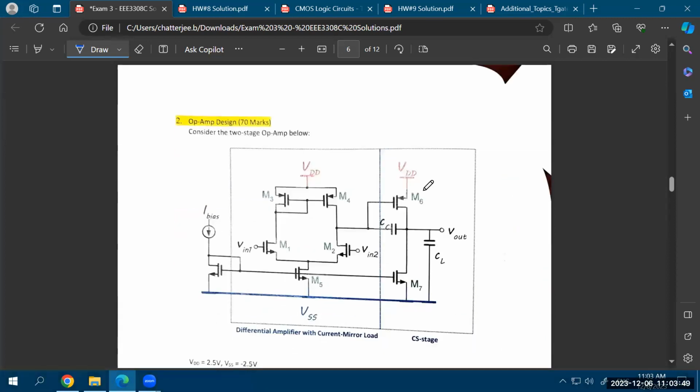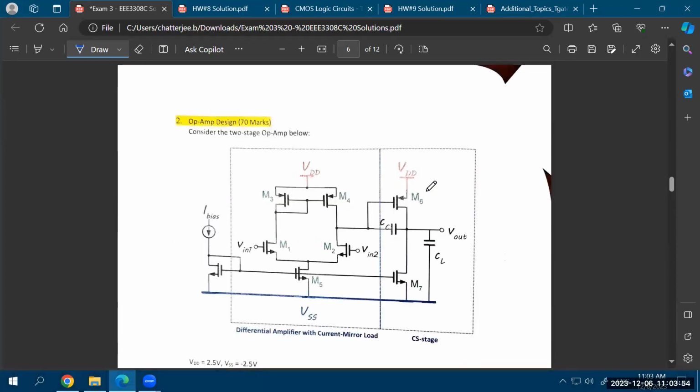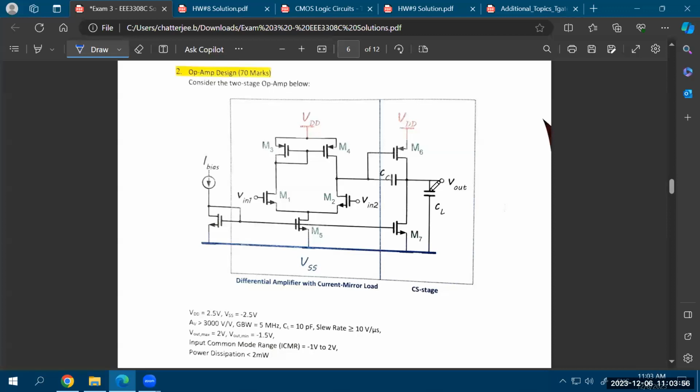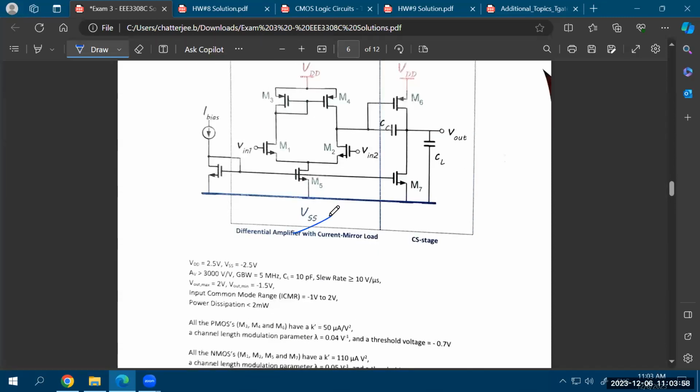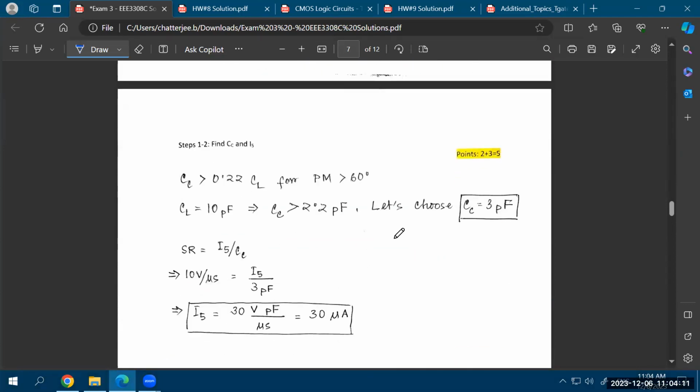The second problem was very similar to your op-amp design problem that you had done as your homework number 8. I would say the only difference is that you have a VSS which is minus 2.5 volt. So that is probably the only thing you need to consider here, which is different from your homework 8 problem. And if you consider that, then everything else will become very simple.